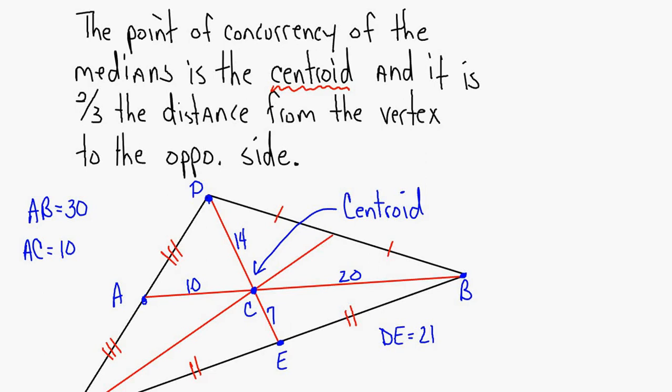How many medians are in a triangle? One? If a median connects a vertex to the middle of the opposite side, two? Three medians in a triangle. One coming out of each vertex, connecting to its opposite side, right?